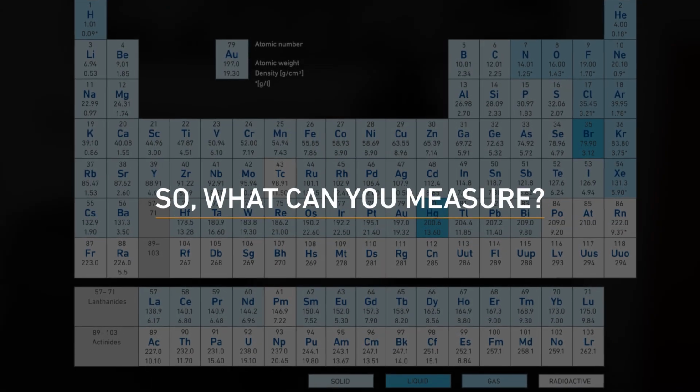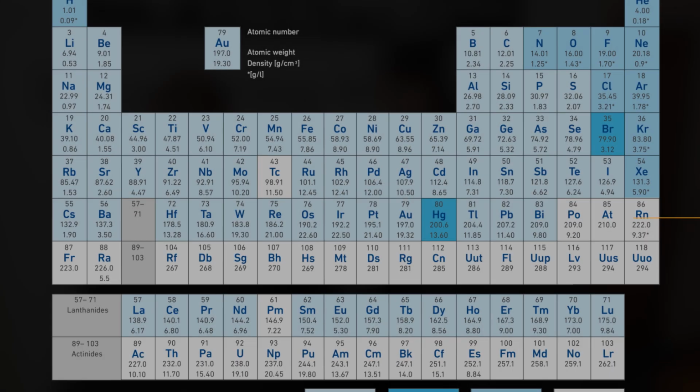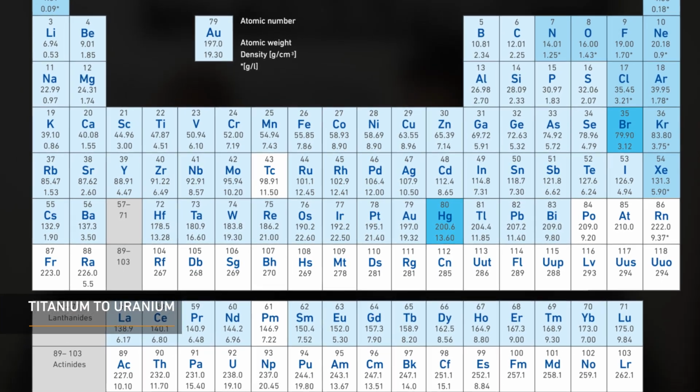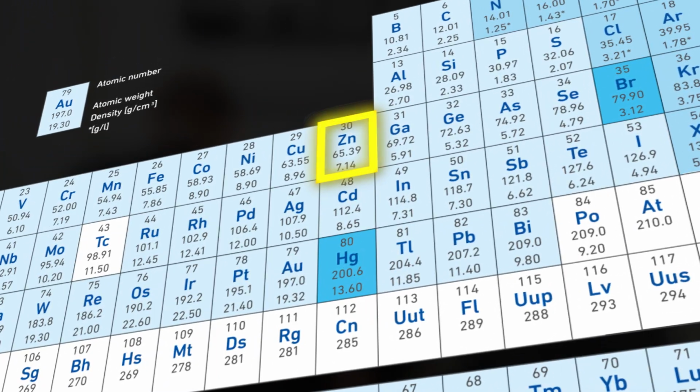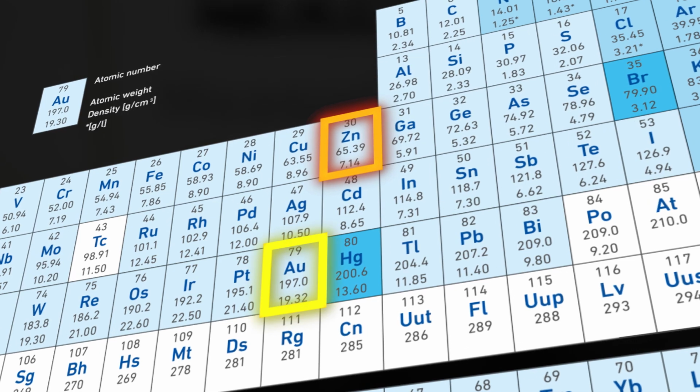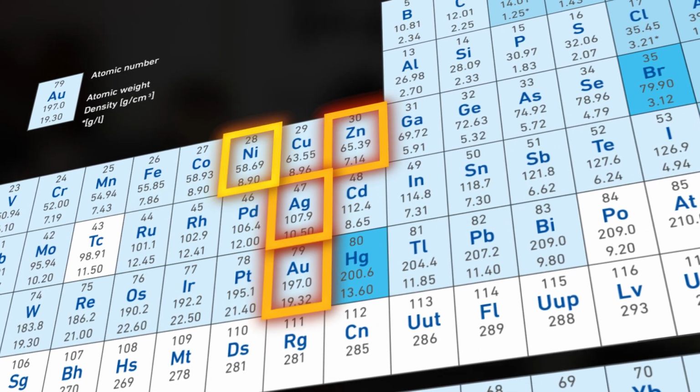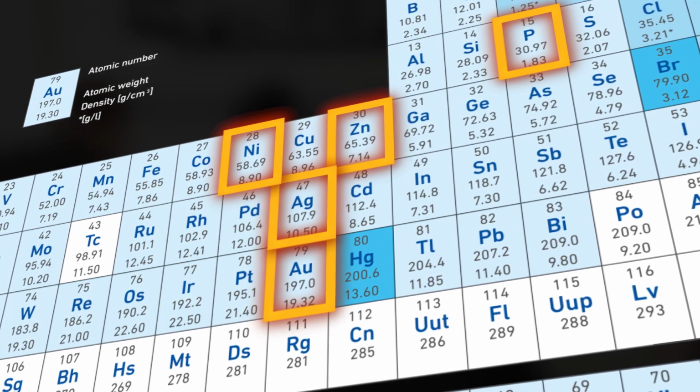So, what can you measure? You can measure a wide range of elements, from titanium to uranium. Typical applications include zinc, zinc-nickel, gold, silver, nickel, nickel phosphorus, and other metallic coatings.